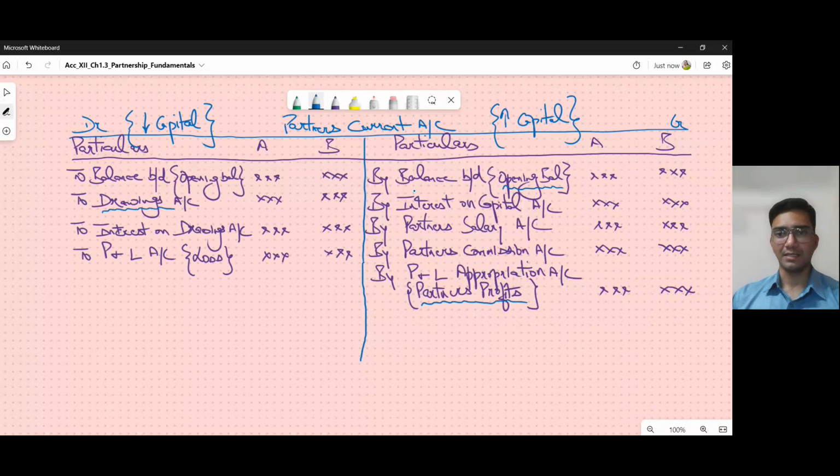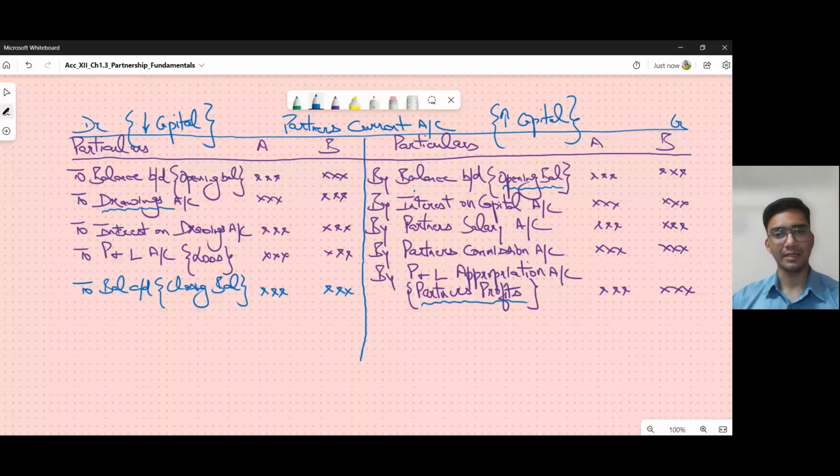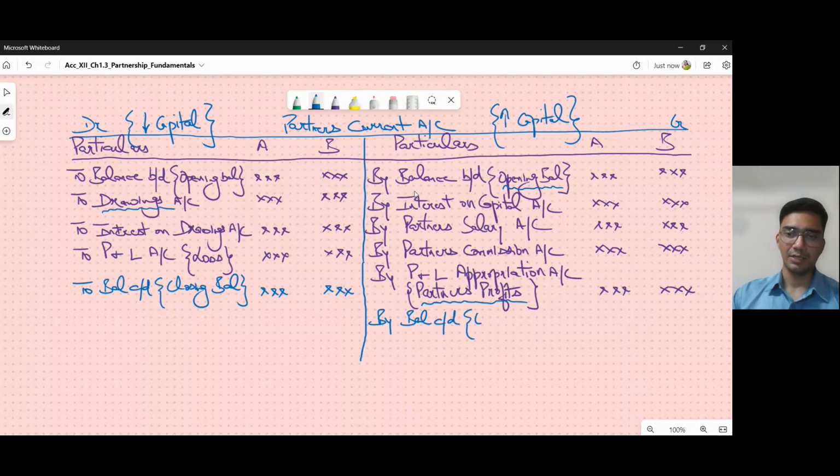Now, if the credit side is more, then we will be left with a balance on the debit side. So in that case, the last entry will come on the debit side, which will be known as to balance carried down, and I will write this as closing balance. If it's left for both the partners on the debit side, I'll write it for both. Or I can be left with a balance on the credit side. So in that case, I will write this as by balance carried down closing balance.